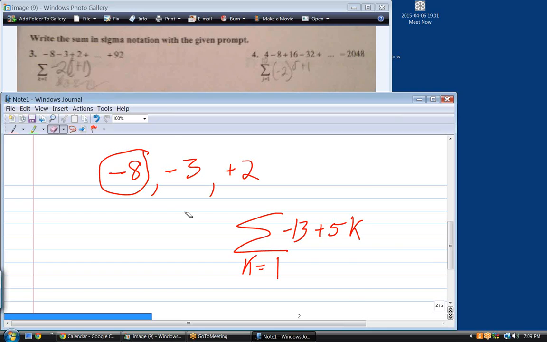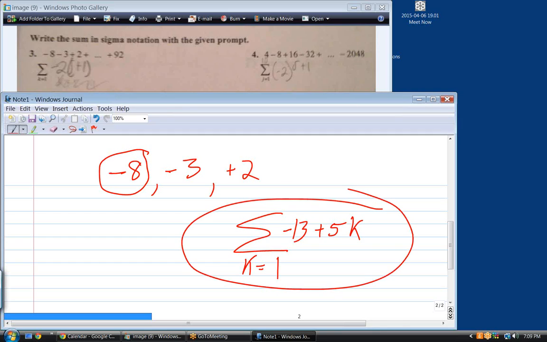I don't think that all the answers have to be like this. I believe that could be possibly stated a number of ways. I'm not sure. Let me look at what the answer key says. The answer key says it's the same thing as what you put, or maybe 5k minus 13? Yep, that's what it says. Let's change it. That looks a little nicer.